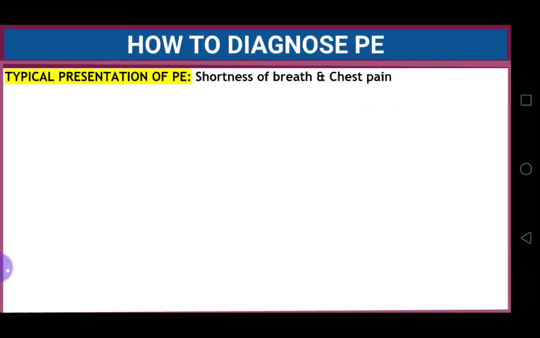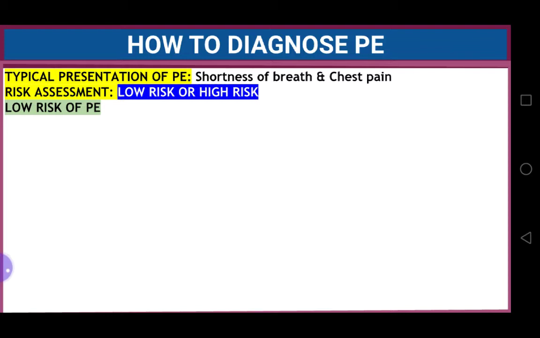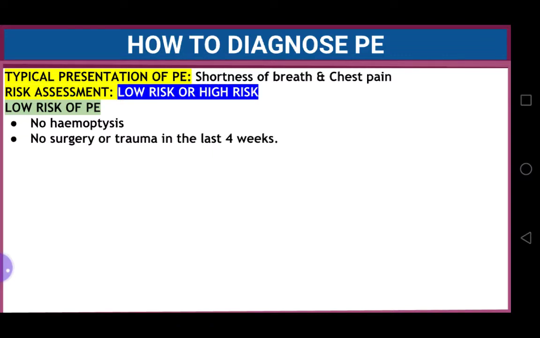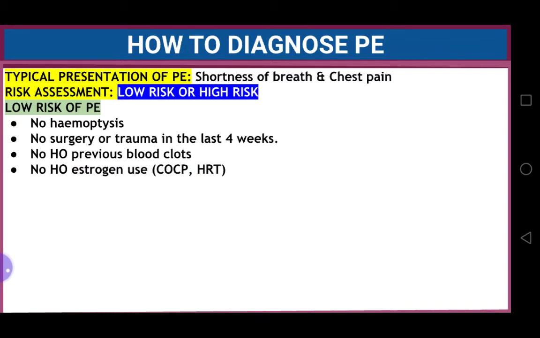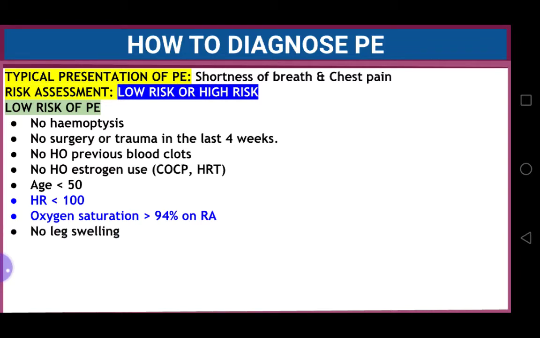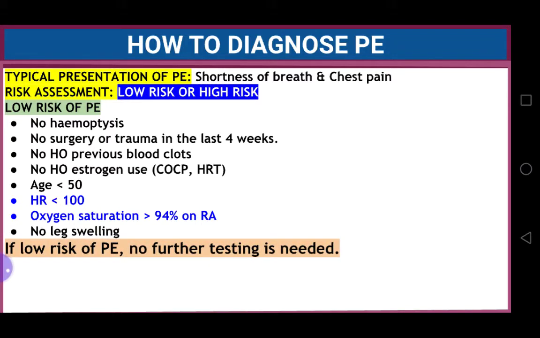Typical presentation of pulmonary embolism is shortness of breath and chest pain. First step is to see whether this patient is in low risk category or high risk. Important points in history are that if there is no hemoptysis, no history of surgery or trauma in the last 4 weeks, no history of previous blood clots, no history of estrogen use, and age is less than 50, patient's heart rate is less than 100, oxygen saturation is more than 94% on room air, and there is no leg swelling, then this patient is in low risk category.